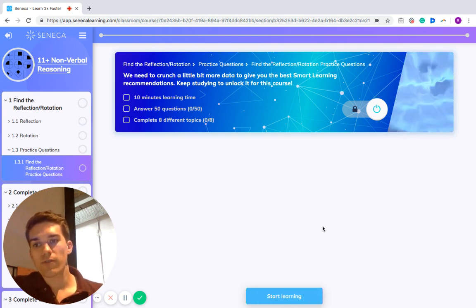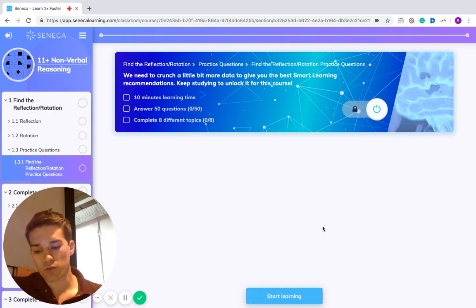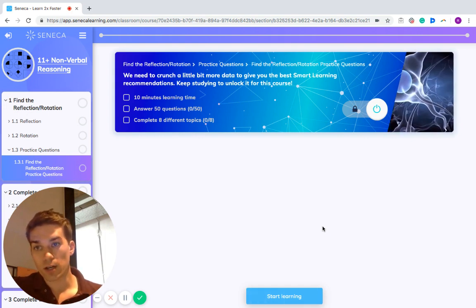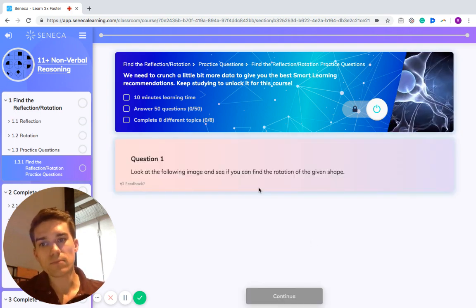We're going to look at various different practice questions, and I'm going to talk through how each of them works and why they are correct. First, we're going to look at questions about finding the reflection or rotation. So we've got question 1.